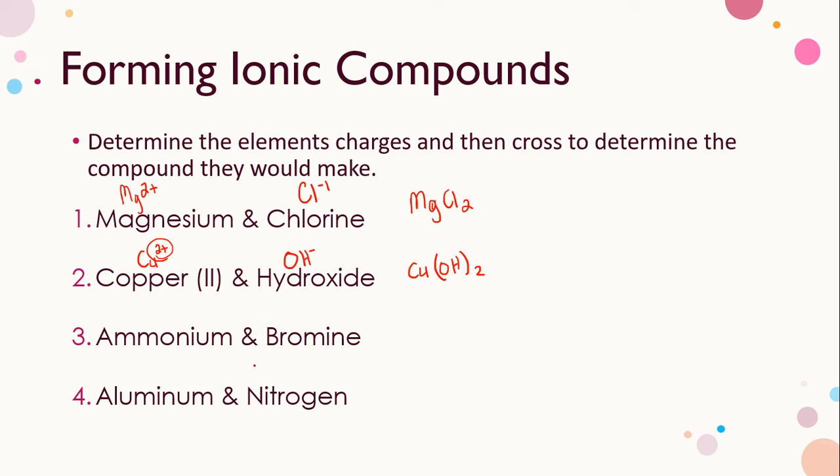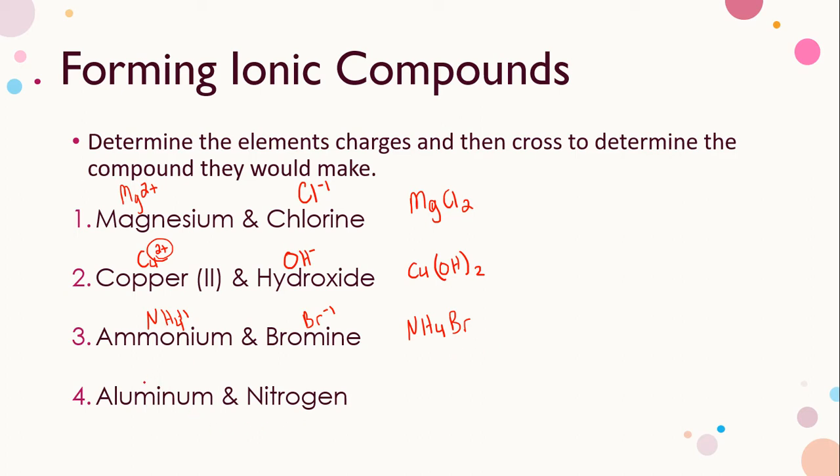So what I want you to do is pause this video and see how you do on the next 2. Okay, so hopefully you did okay. Let's check your answers. Ammonium is a polyatomic. It's an NH4 plus 1. Bromine is an element with a -1 charge. So when you cross them, nothing comes down on this NH4 except for a 1. And when you write bromine, the only thing that comes down is a 1 as well. So you can just write it as such.